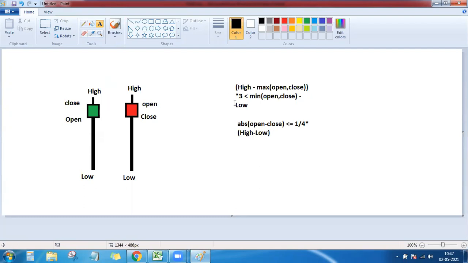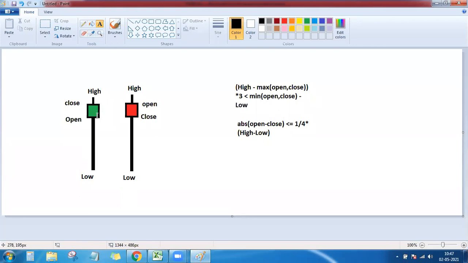That condition is already covered in this because you are saying the top distance should be 3 times lesser than the lower distance. Within that only, you are already mentioning that the real body should be at the higher end of the candle. Secondly, you're also talking about the size of the real body. The real body should also be very small when you compare it with the total size of the candle. With this, we get the hammer.